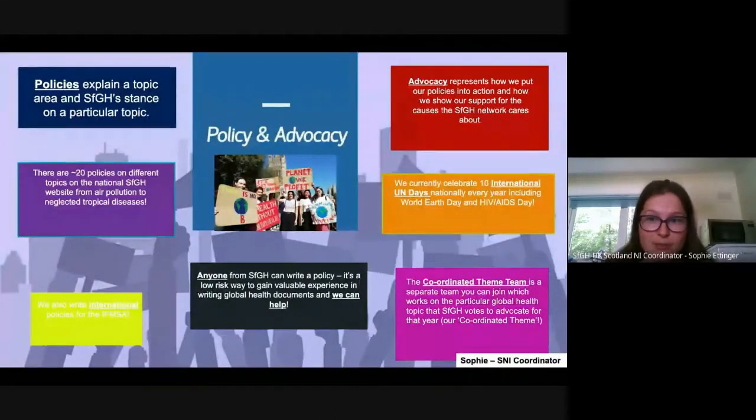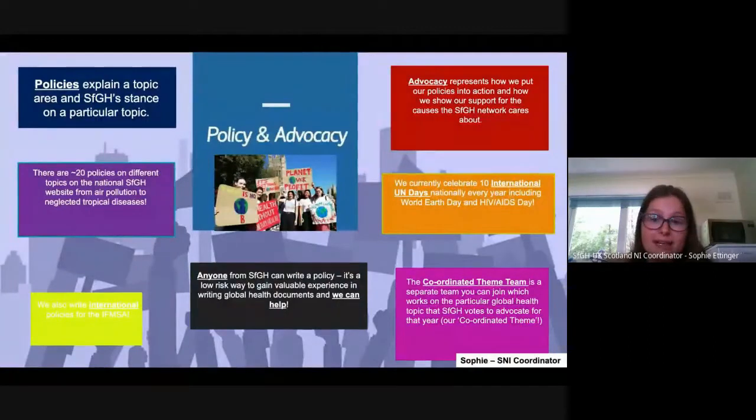Policies represent the stance or the position of Students for Global Health on key global health topics. Our policies aim to officially recognise the collective beliefs of Students for Global Health, outline our recommendations for action and how we intend to contribute or achieve our policy aims. There are about 20 different policies that you can find on our website. Please check them out. We also write international policies for the IFMSA.